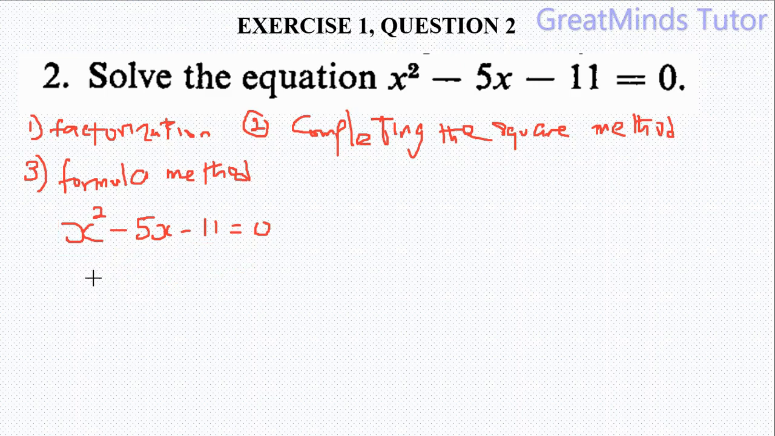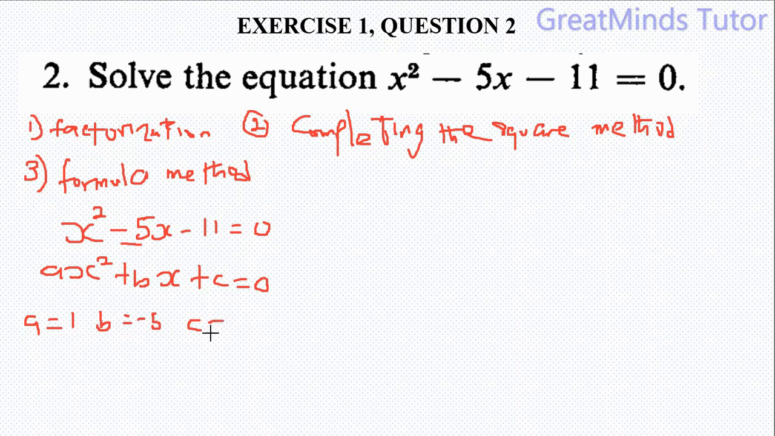Let's use the formula method to solve it. Generally, our quadratic equation is ax squared plus bx plus c equal to 0. This is the general form of a quadratic equation. So if you compare the coefficients, you can see that our a is 1, our b is negative 5, and our c is negative 11. So using this, we can solve this question using the formula method.